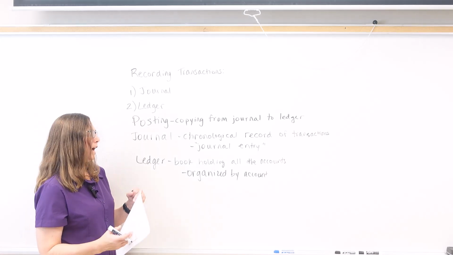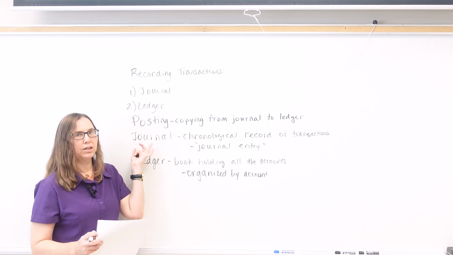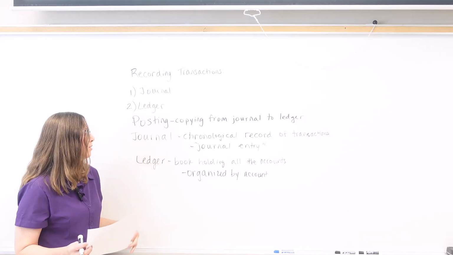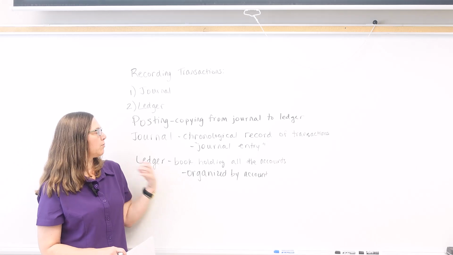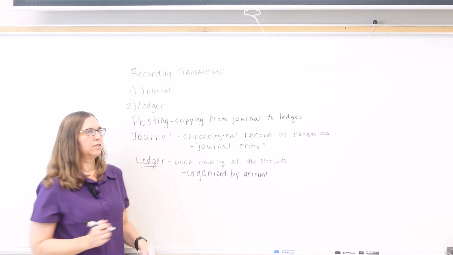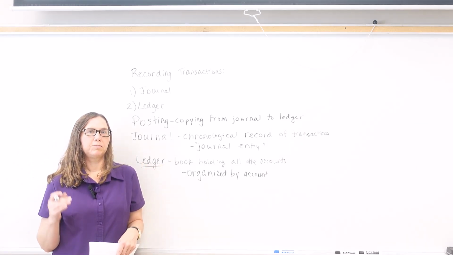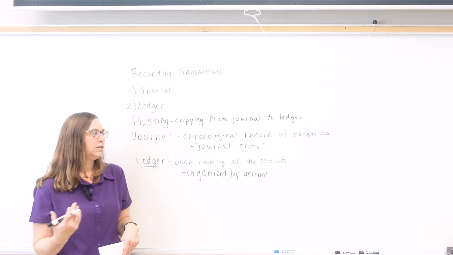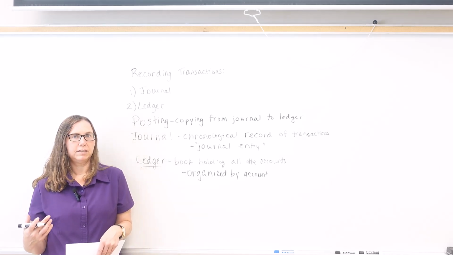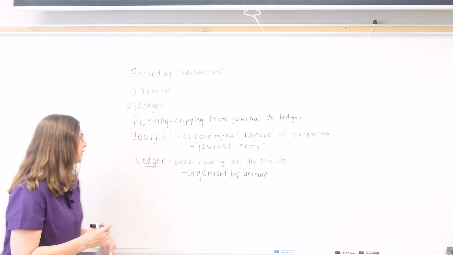If you want to look at what happened last Thursday, you might look in the journal. If you want to know what happened in cash, you might look at the ledger. So what we're going to focus on today is the ledger, and we're learning the ledger first because it's easier to learn debits and credits in the ledger, because we're going to use an informal ledger called a T account to learn this concept.